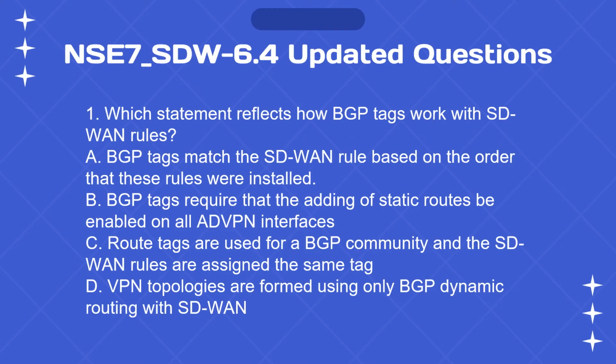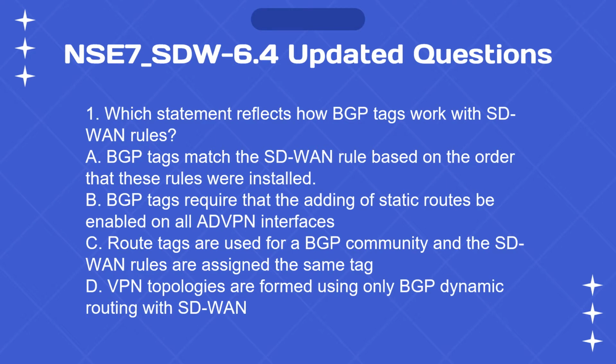1. Which statement reflects how BGP tags work with SD-WAN rules? A. BGP tags match the SD-WAN rule based on the order that these rules were installed. B. BGP tags require that the adding of static routes be enabled on all ADVPN interfaces.